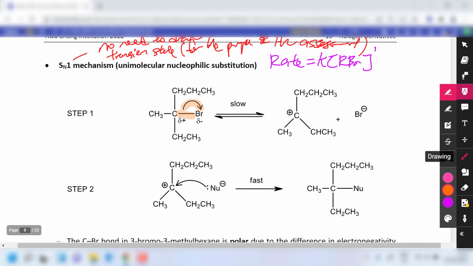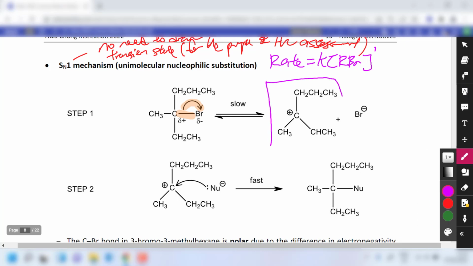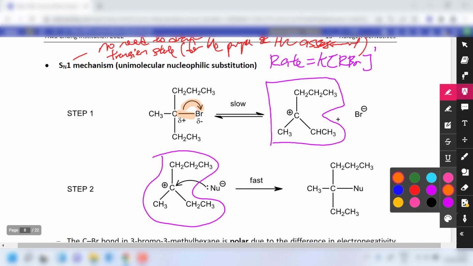Okay, and then ensure that your intermediate is a carbocation over here. Then you redraw your carbocation, and the next step, remember that your nucleophile donates the lone pair of electrons to the carbon center. The carbon center over here is electron deficient, and it bears a full positive charge. So this is not a partial charge, it's a full positive charge.